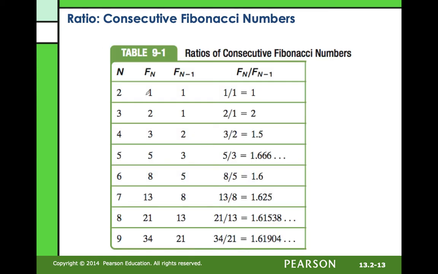When you start by taking the first two Fibonacci numbers and dividing, 1 divided by 1, you get 1. When you take the second and third terms, 2 divided by 1 is 2. When you do it a third time, 3 divided by 2 is 1.5. As you continue, you can notice that they're starting to get closer and closer to some number. We're now at 1.666, then 1.6, 1.625, now 1.61. Let's see what they get closer and closer to.